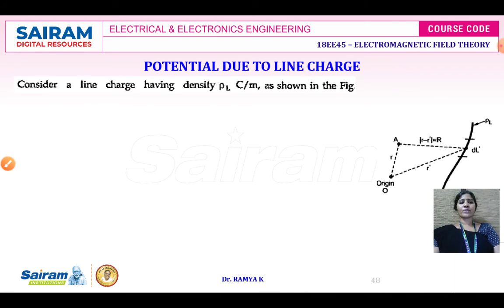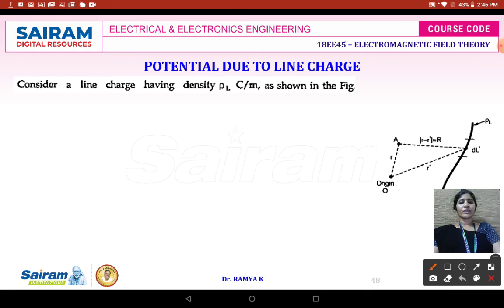Here you are going to assume a line charge. This is the line charge, distributed completely with the charge density of rho L coulomb per meter. At point B, we have assumed a differential elemental length. This is your origin. It is the place where we want to identify the potential. Here the charge is not placed at the origin, it is placed somewhere else. Using that concept, the potential at point A, VA, is going to be Q divided by 4 pi epsilon R, capital R.